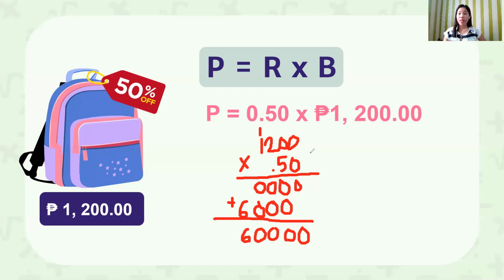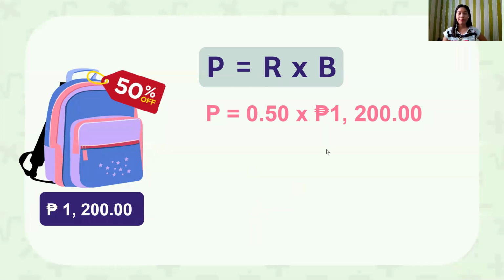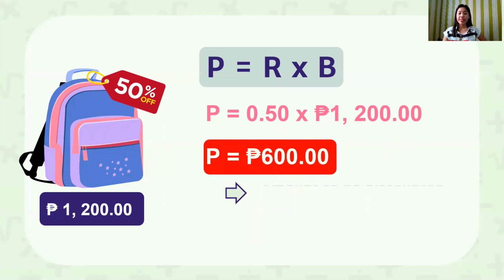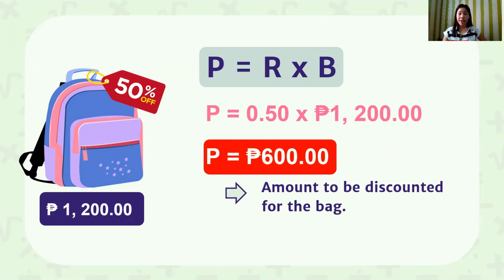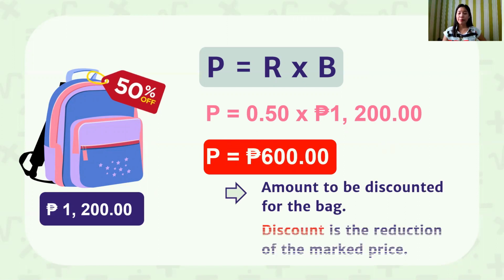It's just that here we have to count the decimal numbers. The decimal numbers are the numbers after the decimal point. Our decimal point is this one. And the number after this decimal point is 50. So we have 1, 2. Thus, we have to move the decimal point of our product twice. 1, 2. So the decimal point will now be here. The answer is 600. Meaning, 600 pesos is the amount to be discounted for the bag. Remember that the discount is the reduction of the marked price.